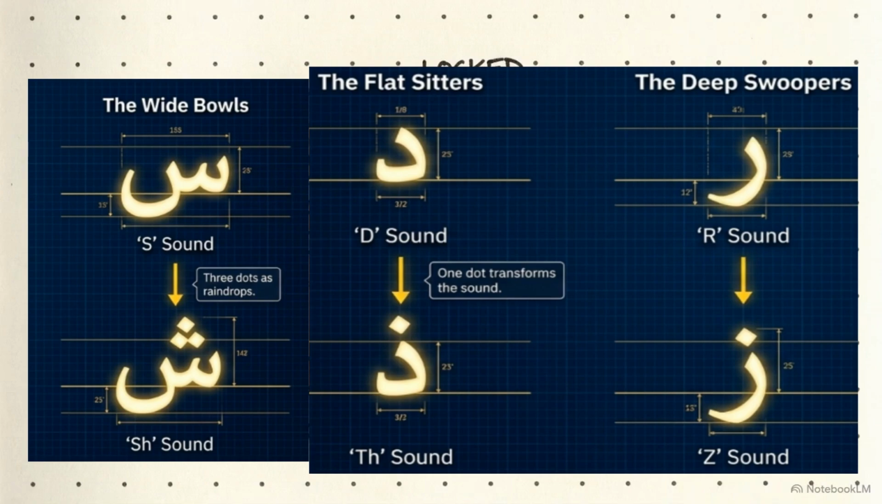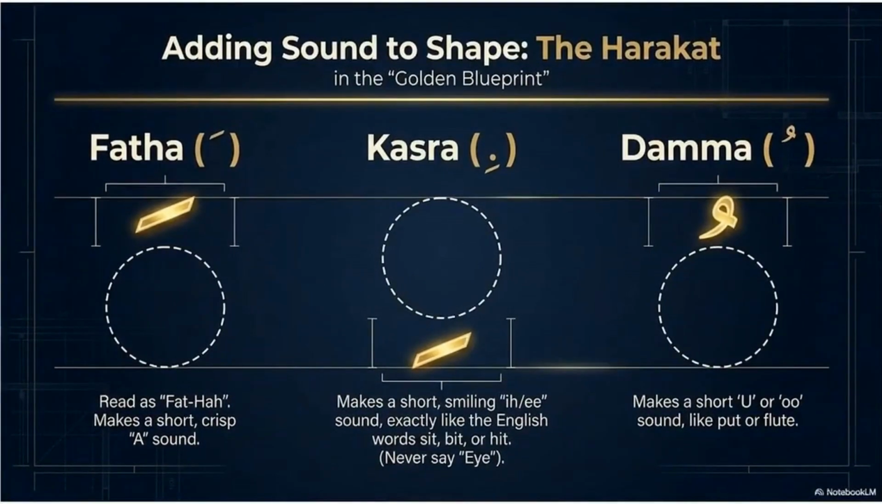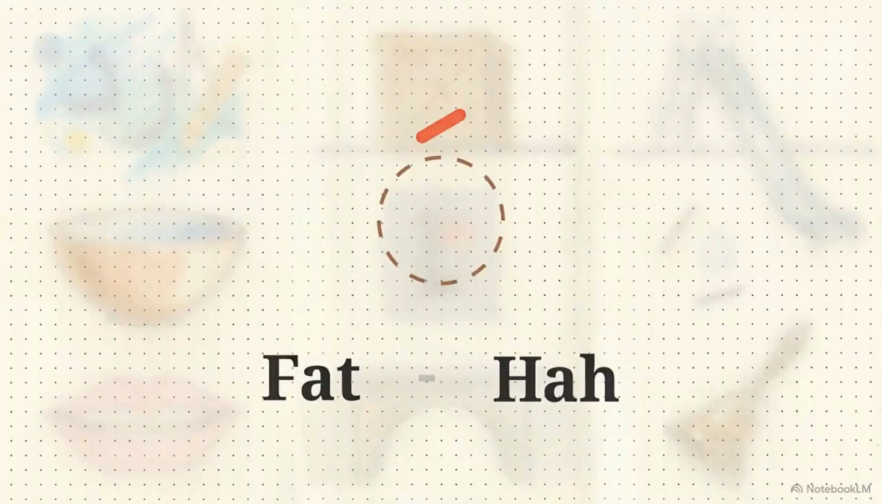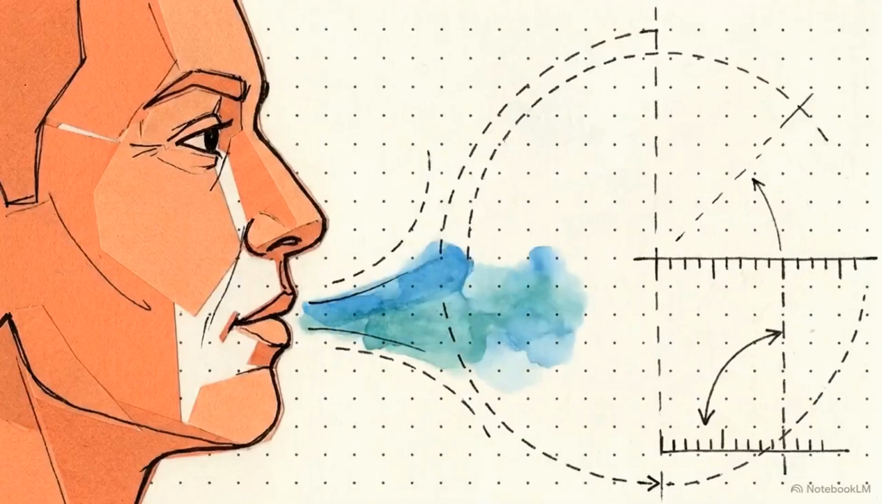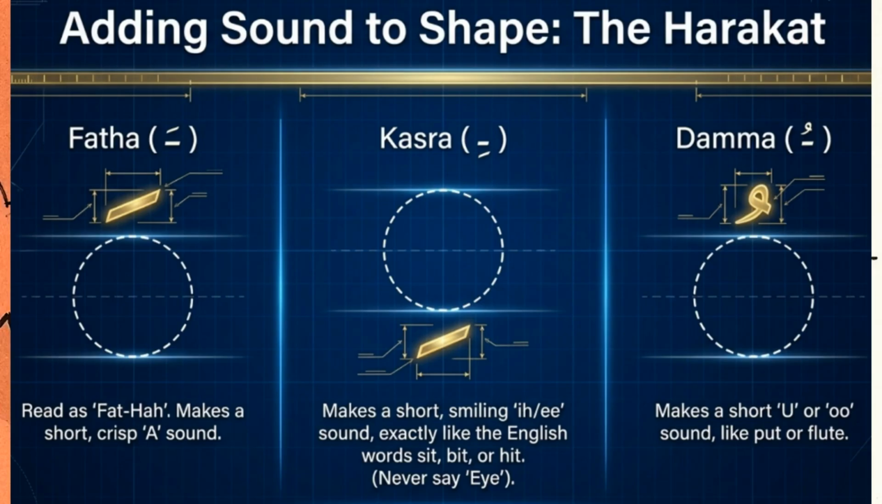This slide illustrates the Harakat, the tiny architectural symbols that sit above or below the letters. These symbols assign the specific A, I, or U sounds needed to vocalize the consonants. Let's look at the first symbol, the Fatha. It's a small diagonal dash sitting directly above the letter. To pronounce it, you separate the T and the H. You say fat, take a microscopic pause, and finish with a sharp exhale, ha. Together, it creates a short, crisp A sound.